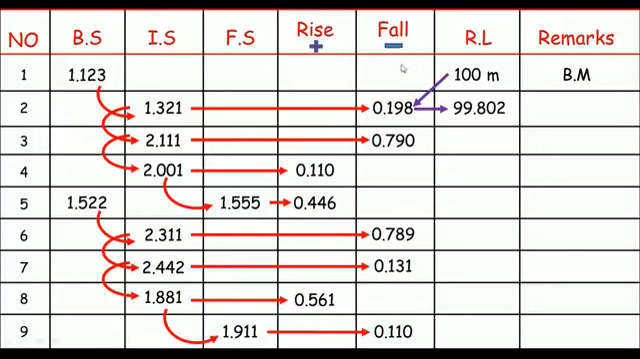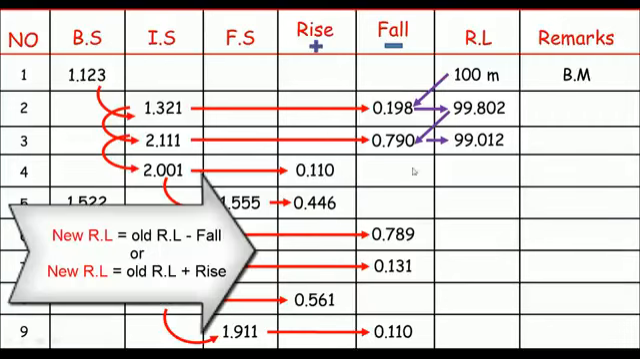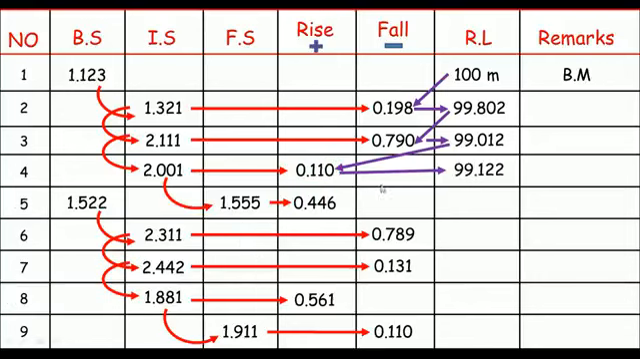Here again the next point is just a fall. Like 99.802 minus 0.790 will be of course 99.012. So this is just the RL of point 3. And again if you see, the next point is just a rise. So the new RL must be the old RL plus the rise. Like 99.012 plus 0.110. This is of course 99.122. And so on. Do the same for all these remaining points.